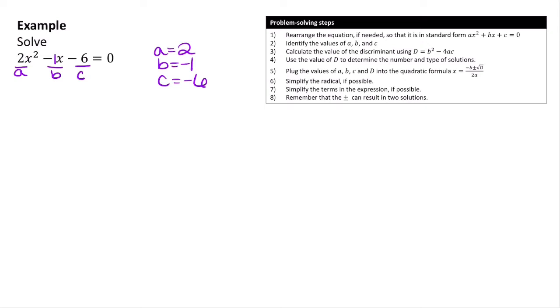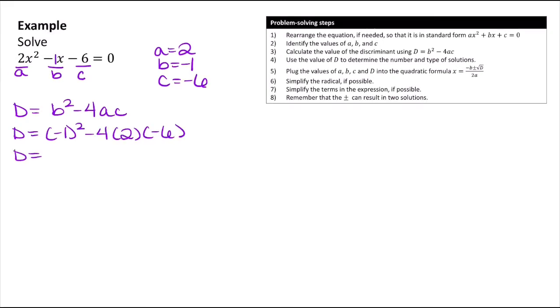So let's go ahead now and start off by calculating the value of the discriminant. So I have D equals B squared minus 4AC. So that's going to be D equals (-1) squared minus 4 times 2 times -6. Well, (-1) squared is 1, and then I have minus 4 times 2, which is 8. 8 times -6 is -48. So I have 1 minus -48, so that's going to turn into 1 plus 48, which is D equals 49.